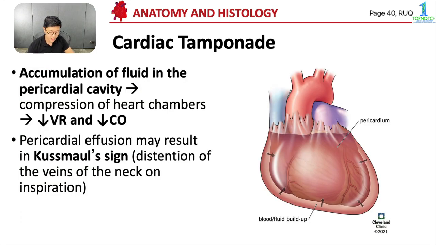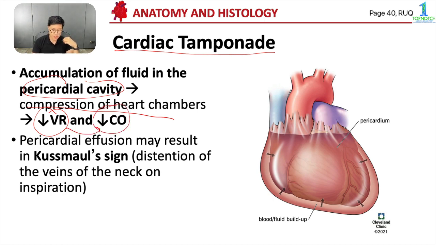An important clinical correlation is cardiac tamponade. So there's accumulation of fluid in the pericardial cavity. So what happens is that there's compression of the heart chambers. So if you compress the heart chambers, not much blood can return or enter. And because venous return decreases, the blood pumped out of the heart also decreases. So when venous return decreases, cardiac output also decreases. And pericardial effusion may result in Kussmaul's sign, which is distension of the veins of the neck on inspiration.